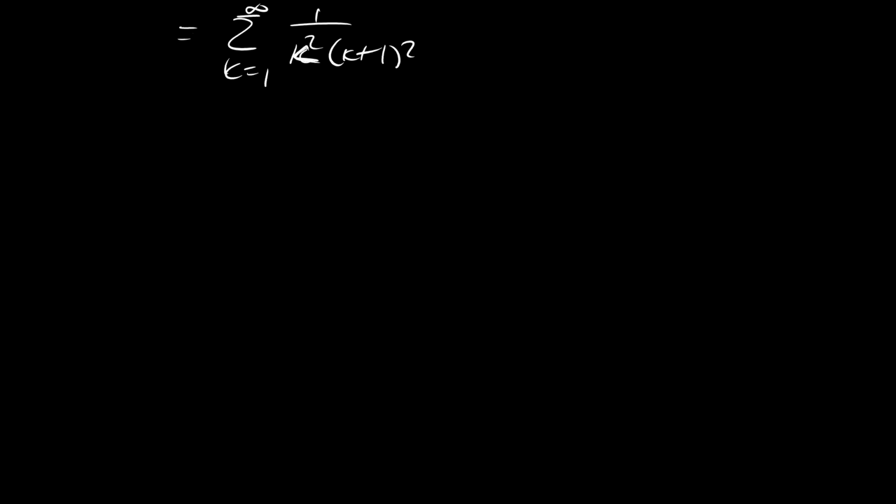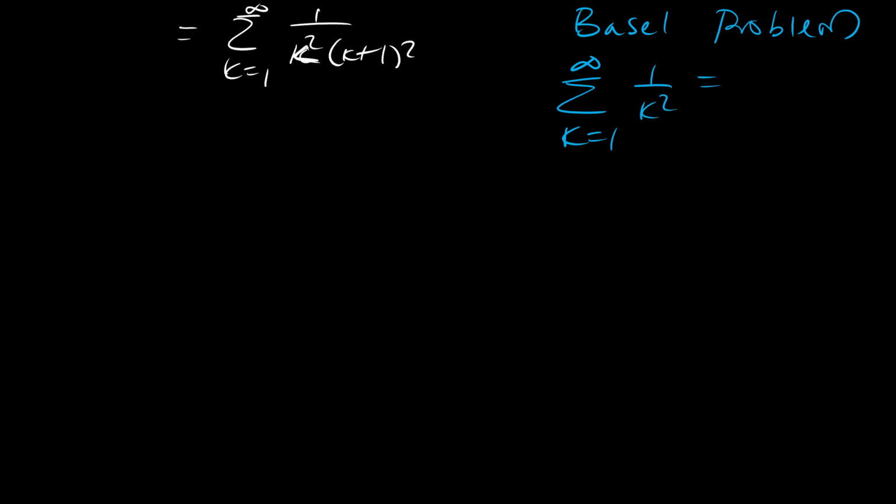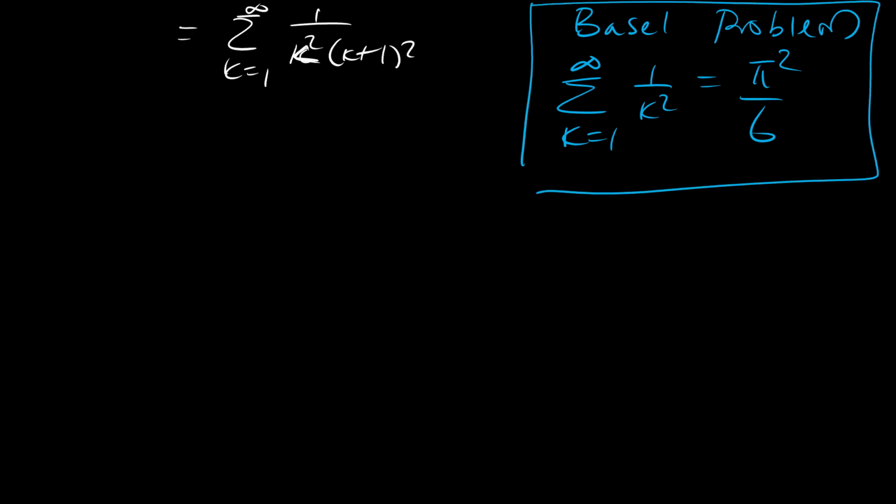And the important thing for us to note is what we call the Basel problem. You can Google that out, and that says that the summation from k equals 1 to infinity of 1 over k squared is equal to pi squared over 6. So this is what we're going to use for this problem. Okay, so going back to our problem here, we do have the summation from k equals 1 to infinity.